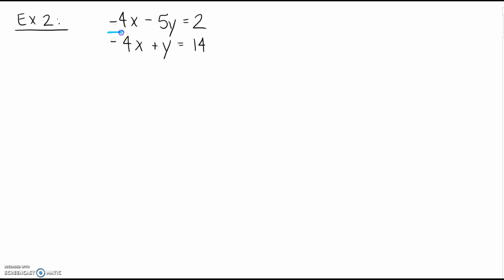Now in this case, I've got negative 4x and negative 4x. So if you wanted to, you could subtract since they're the same. However, a lot of students mess up when they subtract. So what I would recommend doing is multiplying one of your equations. Yeah, let's do the bottom one this time. By a negative 1. So negative 1 times negative, well, here. Bring down this first equation.